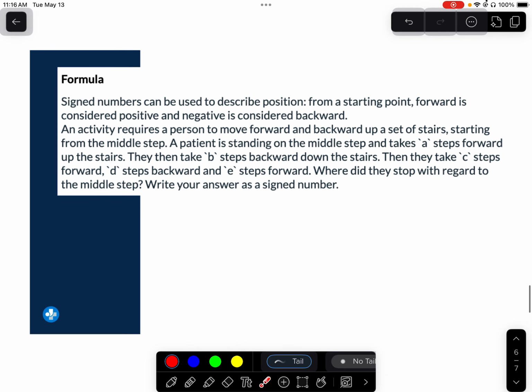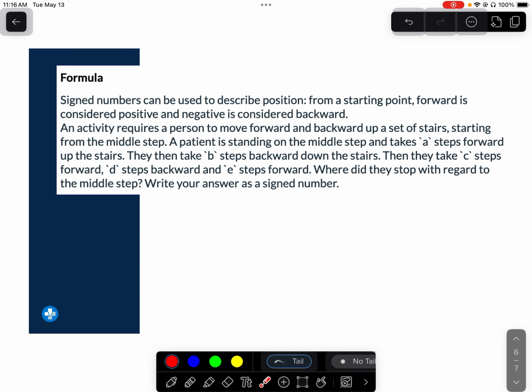Last one in this video. It says signed numbers can be used to describe position. From a starting point, forward is considered positive and negative is considered backwards. An activity requires a person to move forward and backward up a set of stairs starting from the middle step. A patient is standing on the middle step. Okay, so we're going to make a very crude drawing, don't expect any of my drawings to be good, and assume there's more steps because I don't really know. Okay, but they're standing on the middle step.